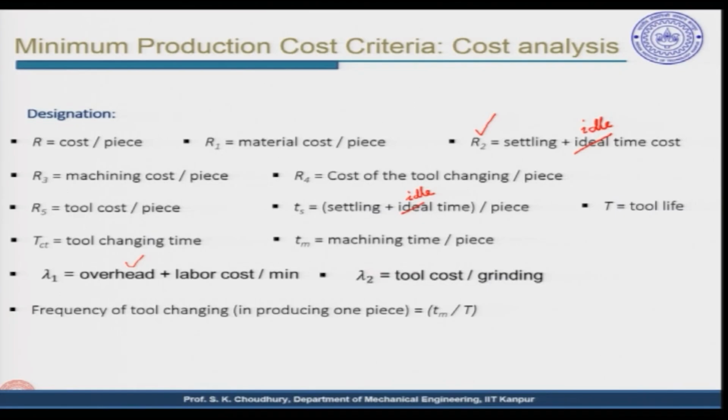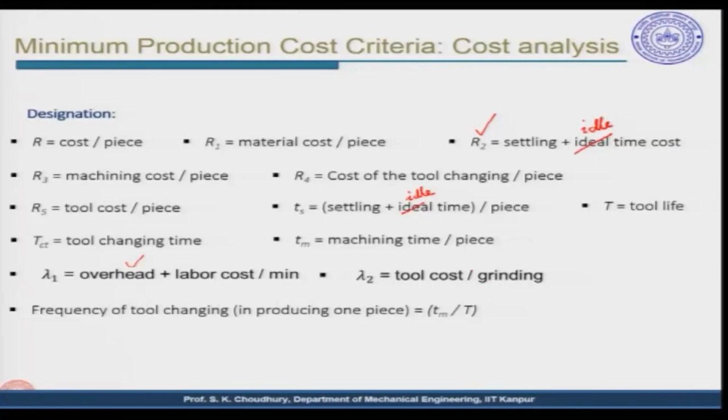And lambda 2 is the tool cost per grinding. Each time it is ground, the tool is being worn out. Okay. So, let us say a tool can be ground 5 times maximum. If the earlier tool, which we took as an example, costs 100 rupees, then per grinding 20 rupees is lost, because it can be ground 5 times, and after that the tool cannot be reground. So, this is the tool cost per grinding, all right.